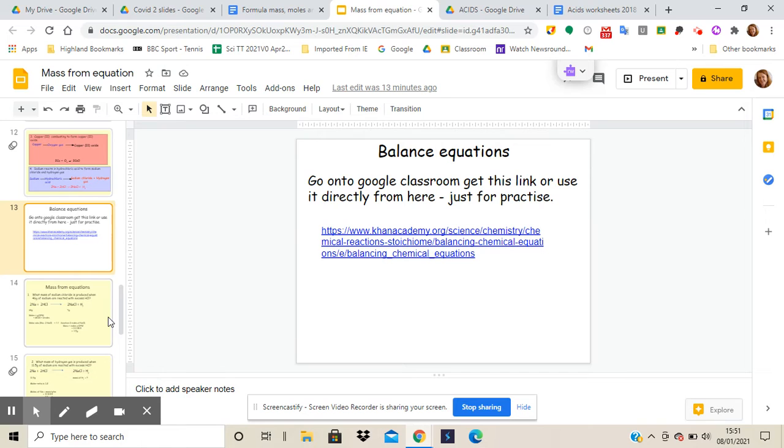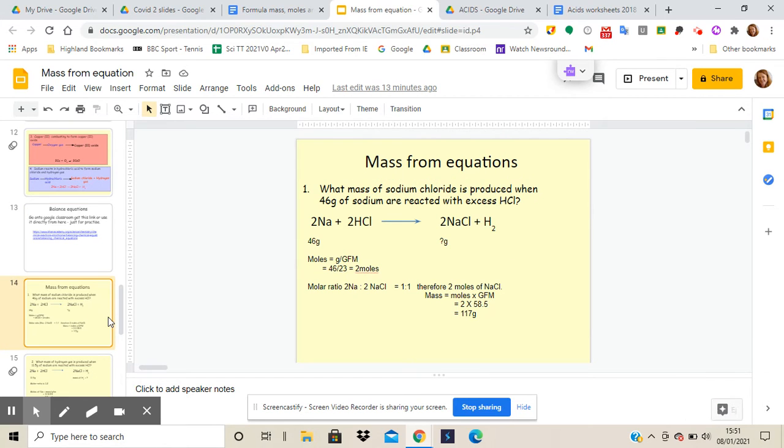Then we get to the mass from equations. Now, this is the whole point of it. So you need to be able to balance equations and work out the moles from maybe the mass of one of the reactants. Now, every time you see one of these questions, they'll always be worth 3 marks. They will always give you the balanced formula equation.